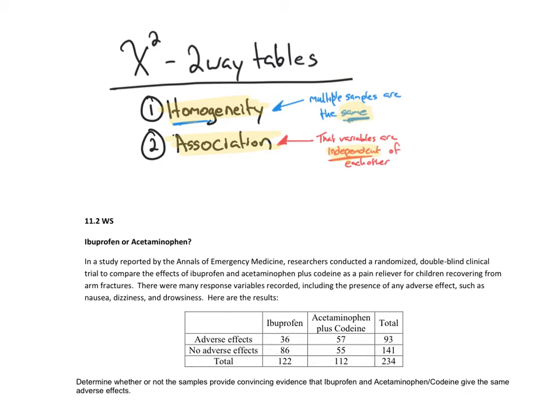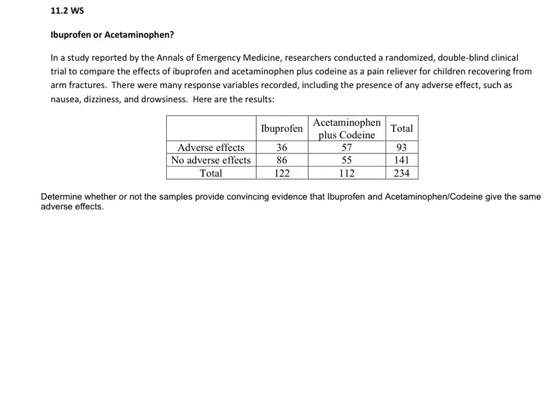Let's do it. Chi-square two-way tables, and we'll go from this first example, and I'll talk to you about how we get it into our calculator and how we make our calculator do a lot of work for us. All right, ibuprofen, acetaminophen. It says in a study reported in Annals of Emergency Medicine, researchers conducted a randomized, double-blind clinical trial to compare the effects of ibuprofen and acetaminophen plus codeine as pain relievers for children recovering from fractures. There are many response variables recorded, including the presence of any adverse effects, and they give us the two-way table.